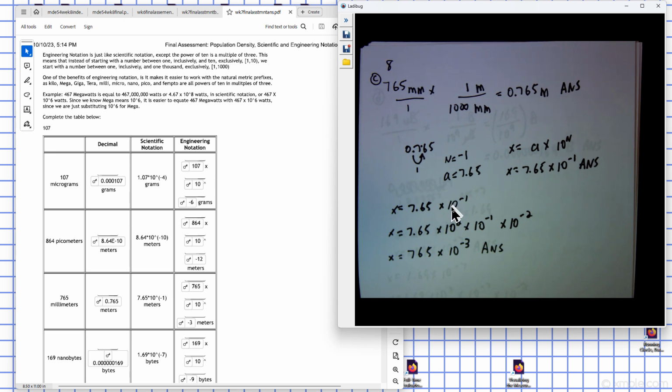Then they want it in engineering notation, so I go from a -1 to a -3. So I multiply by 10 to the -2 here, and I have a 10 squared there. And I end up with 7.65 times 10 squared, 765 times 10 to the -3. And that's engineering notation there.